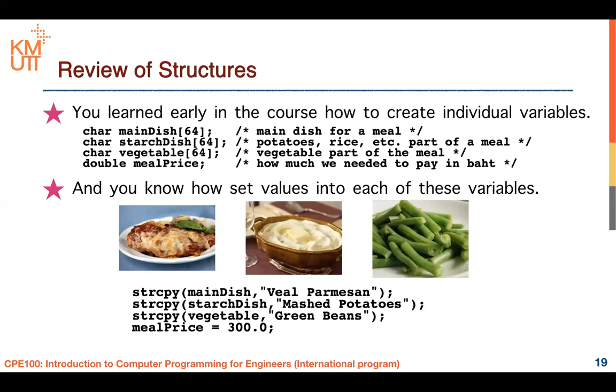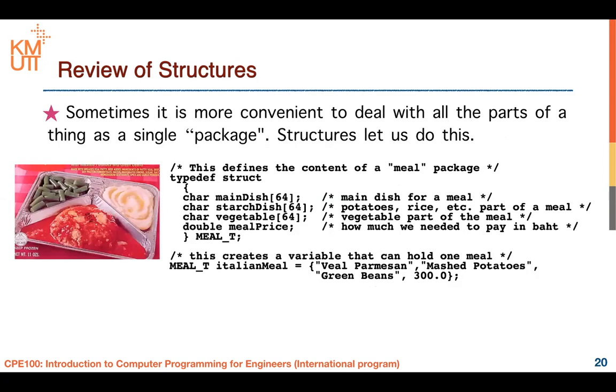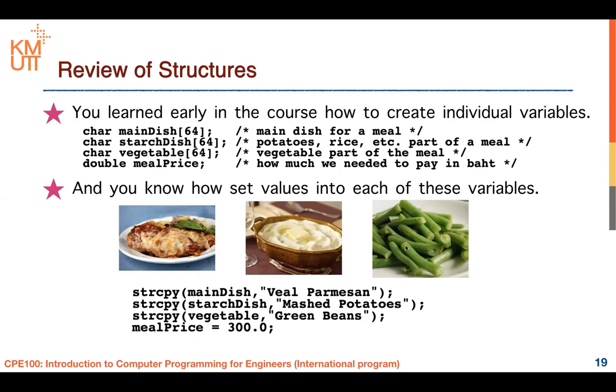The next part that I would like to tell you about, and I will review a bit, is the structure. A structure is a way to collect related elements into a record. For this example, I want to create a main dish for a meal. So we have the starch dish, vegetables, meal price, and the main dish. We collect these into a data structure, and we can think of it as a single package like this, compared to separate dishes.